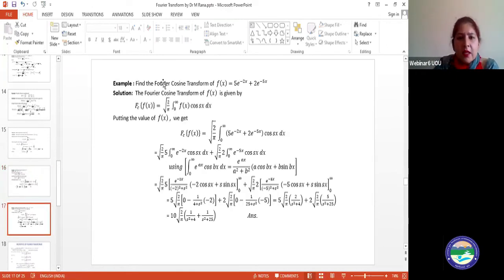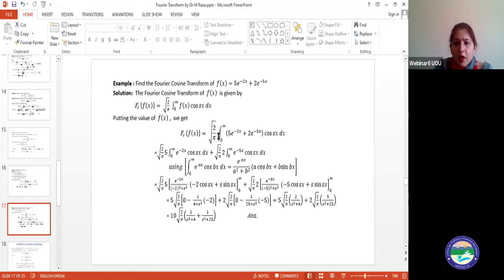And the last question, you have to calculate the Fourier cosine transform of this function f(x) equal to 5 e raised to power minus 2x plus 2 e raised to power minus 5x. Again, you know the formula. You have to just put this value in this equation. So you'll get the Fourier cosine form of f(x) is root 2 by pi integration of 0 to infinity 5 e raised to power minus 2x plus 2 e raised to power minus 5x cos sx.